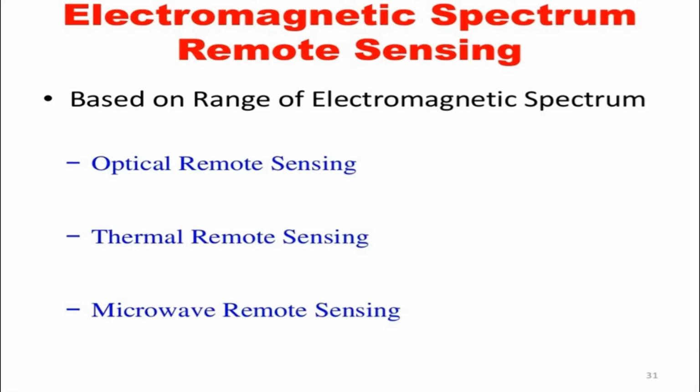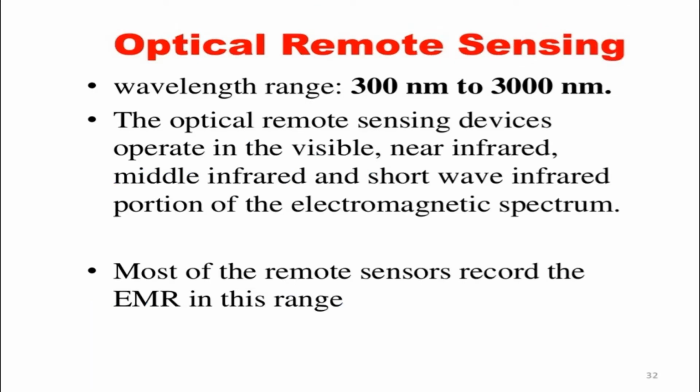Today, we are discussing electromagnetic spectrum remote sensing. Based on the range of the electromagnetic spectrum, we categorize remote sensing into optical remote sensing, thermal remote sensing, and microwave remote sensing. In optical remote sensing, we use the wavelength range between 300 nanometers and 3000 nanometers. These are the different wavelengths that we can use in optical remote sensing.